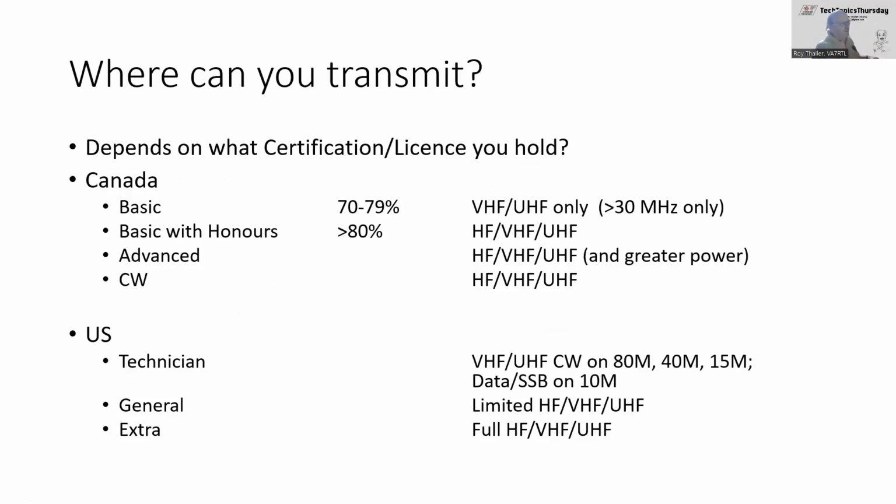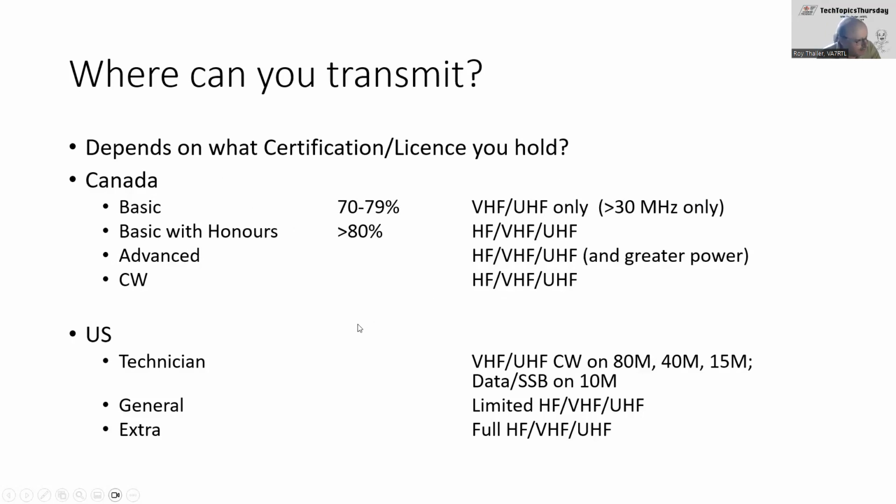And typically, where can you transmit? Basically in Canada, if you have your basic, you're limited to VHF and UHF only, which is basically greater than 30 megahertz. If you get your basic with honors, which is greater than an 80% mark, you're allowed HF, VHF, UHF. If you get your advanced, you're allowed HF, VHF, UHF, and greater power. If you get certified in CW, you're allowed HF, VHF, and UHF.